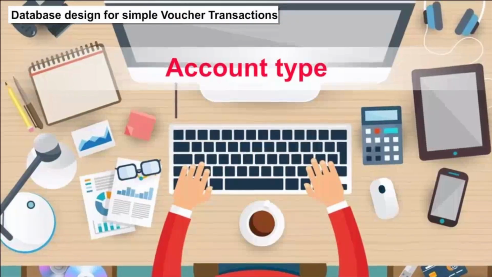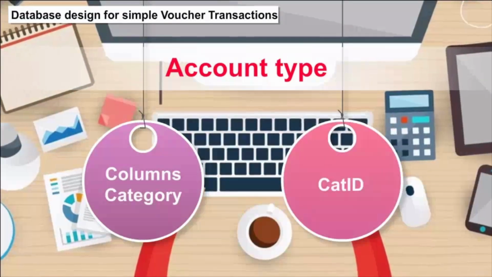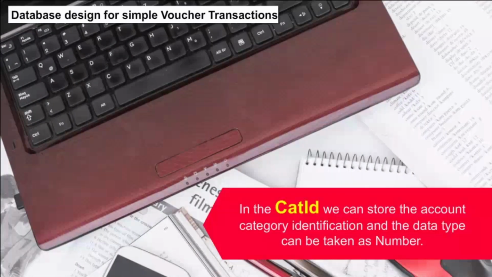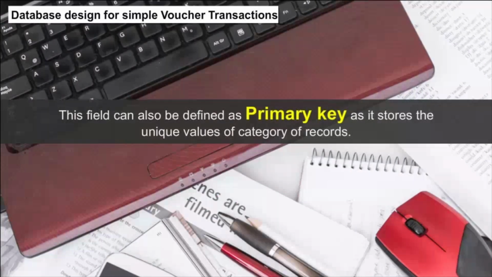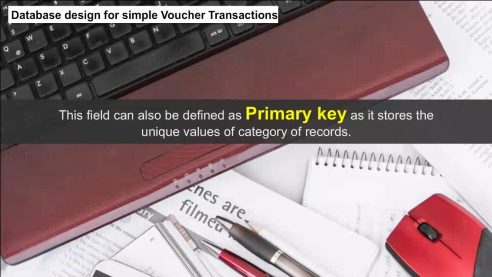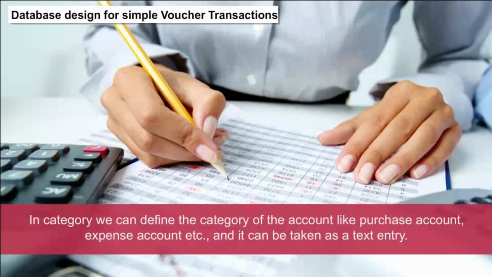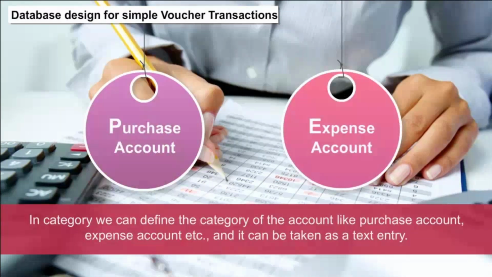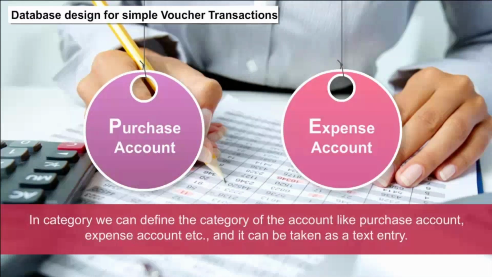A. Account type. This table has 2 columns, category and category ID. In the cat ID, we can store the account category identification and the data type can be taken as number. This field can also be defined as primary key as it stores the unique values of category of records. In category, we can define the category of the account like purchase account, expense account, etc., and it can be taken as a text entry.